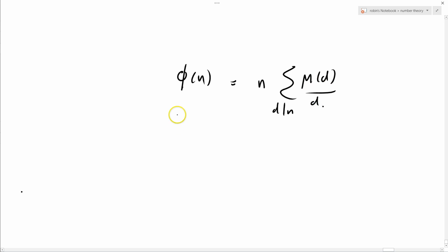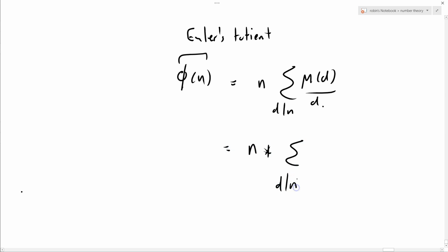Okay, I'm going to talk about another nice feature of Euler's totient function. Well, I'll just write it out and then I'll prove it. Sigma d divides n of mu of d over d. So this is Euler's totient function again: the number of numbers not exceeding n, relatively prime to it, equals n times the sum over divisors of n of mu of d over d.